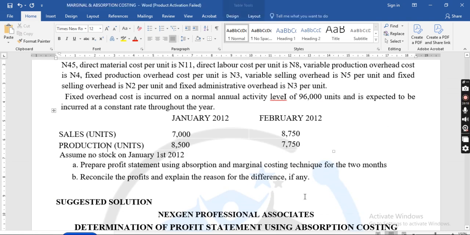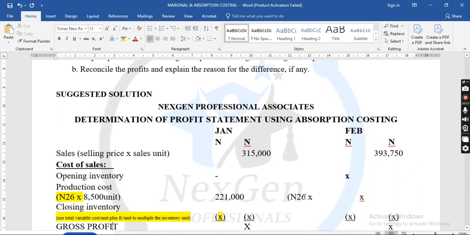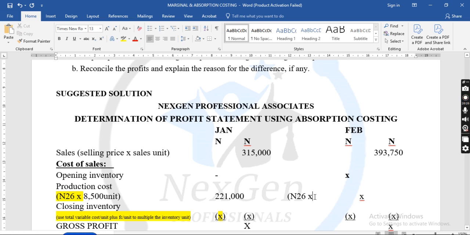Now, if that is established, this one will still be 26 times the units produced in February. What is the unit produced in February? 7,750, right? Yes, 7,750. Okay, good. So 7,750 units. What figure, please? 201,500. Okay, 201,500, right?